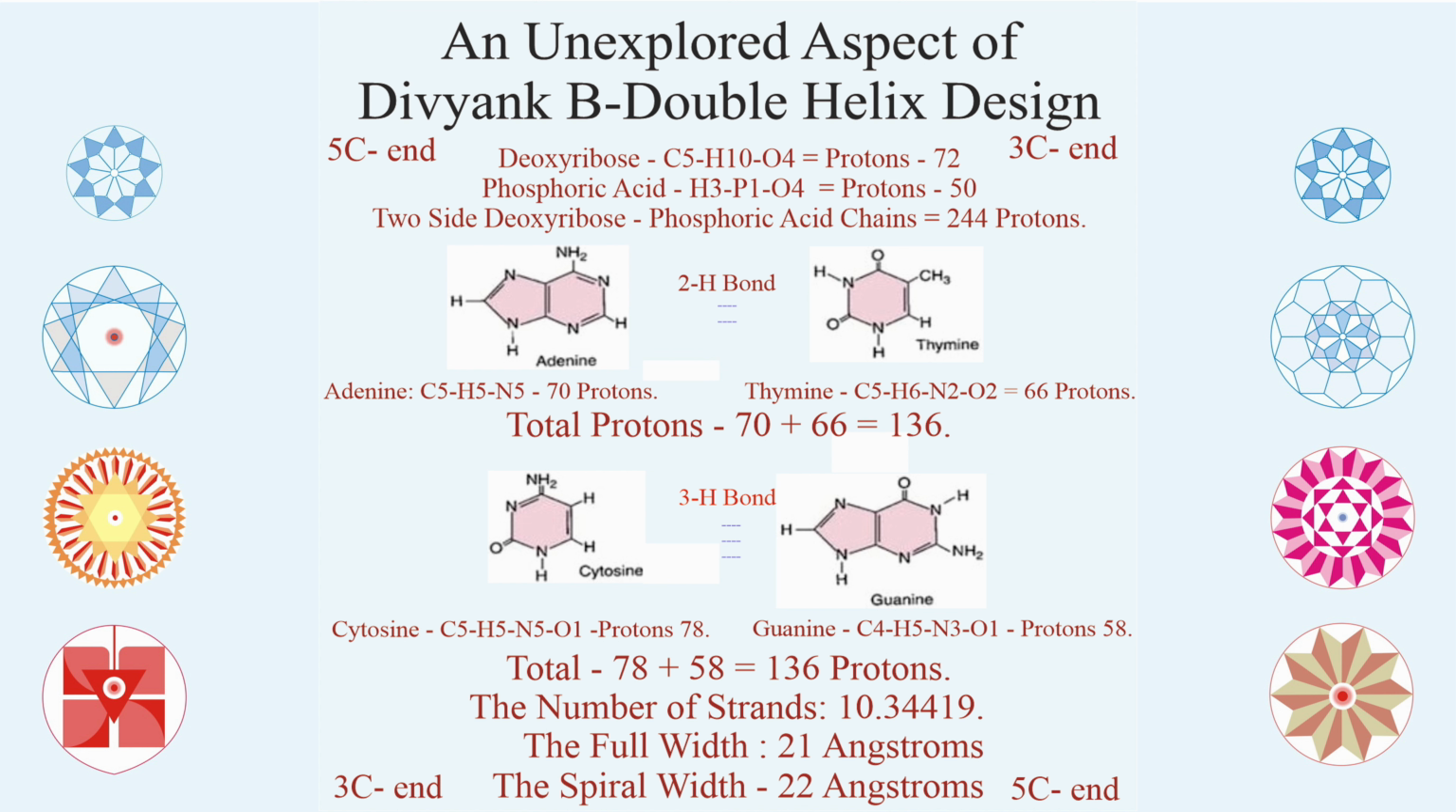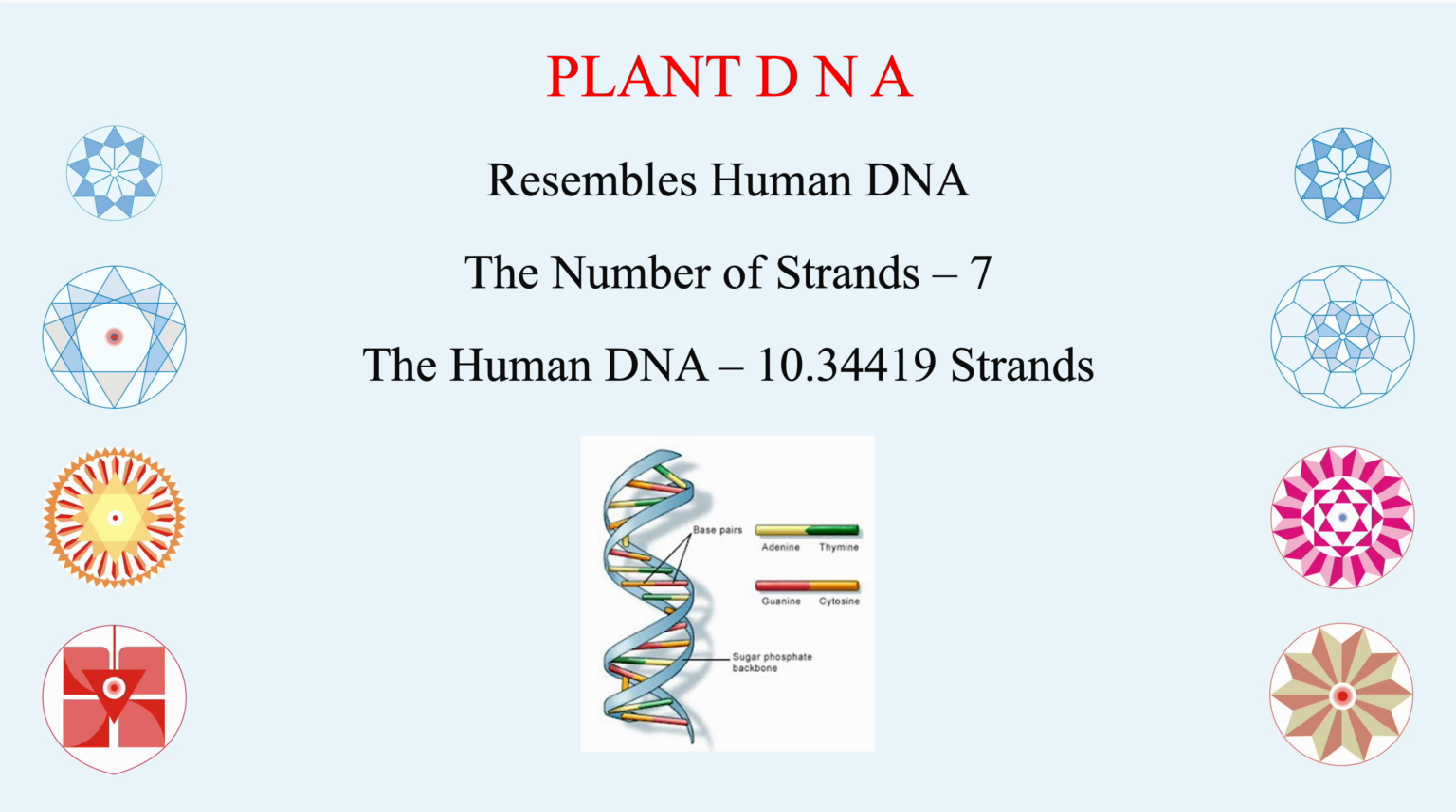The number of strands in the DNA, as I told you, is 10.3, which I'm going to examine as we go on to understand the concept of DNA a little as we proceed. Now comes the question of plant DNA. Plant DNA and human DNA, B double helix, are almost identical in structure. But regarding the number of strands, science says it could be 7 to 8. As far as I'm concerned, plant kingdom is a basic structure. It should have only 7, not 8.